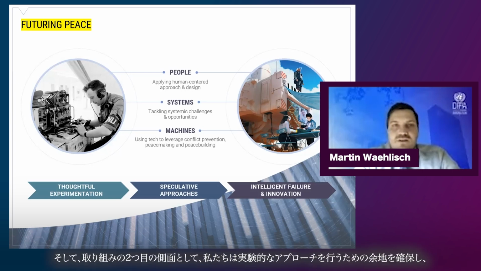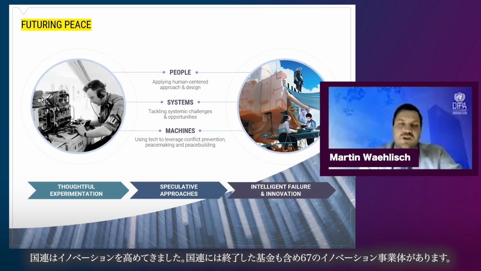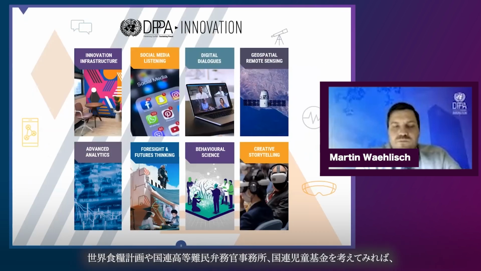And the second dimension of this endeavor is really to make space for experimentation, for speculative approaches, and to allow ourselves failure, but also then to fall forward and learn from those failures. The UN has really ramped up its innovation capacities. We now have 67 innovation entities in the UN universe. That includes innovation entities among the agency pros and funds. So think about the World Food Program or the Refugee Agency or the Children's Fund.